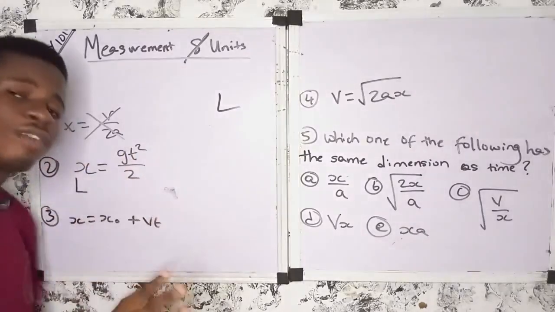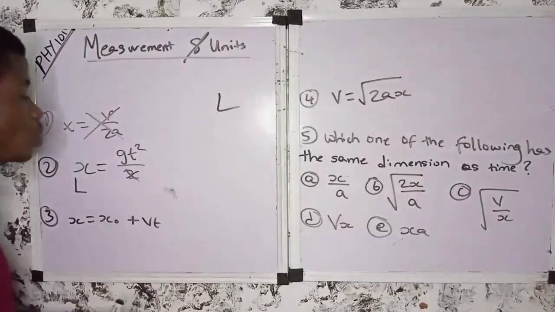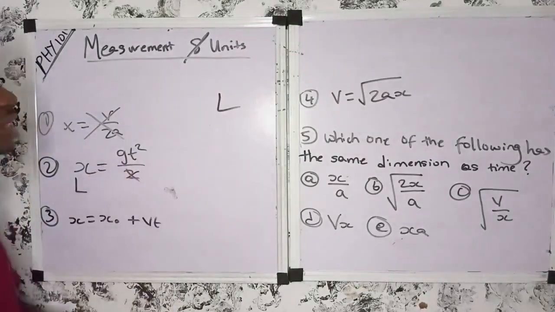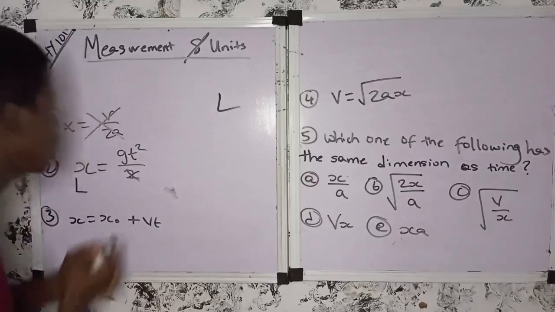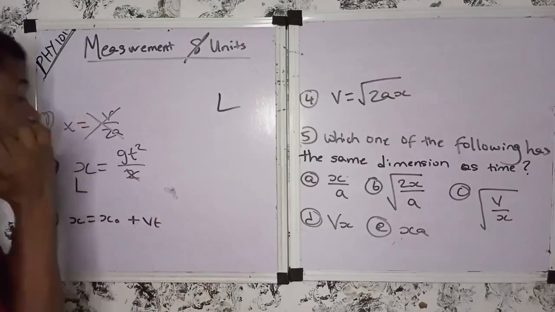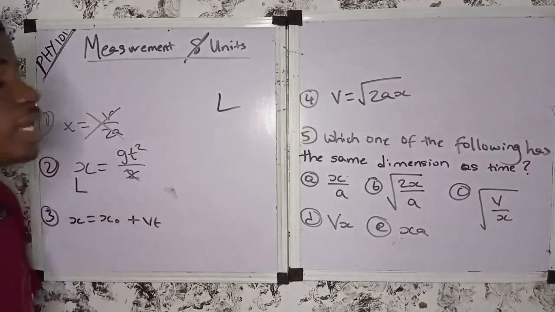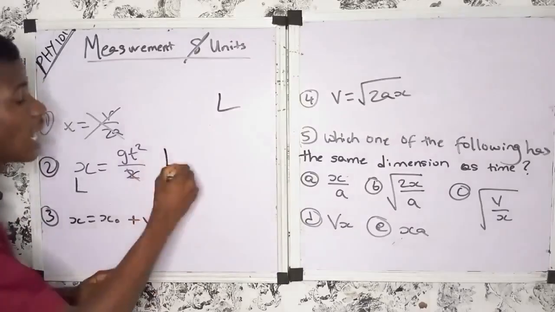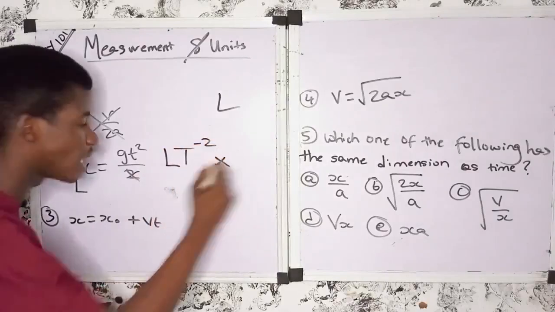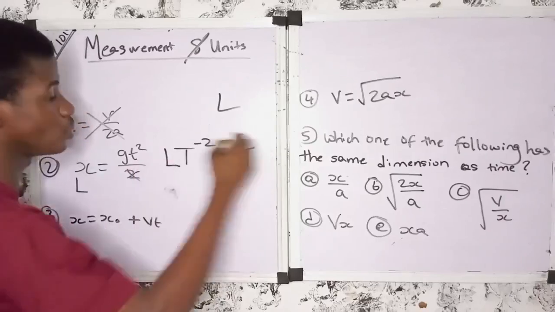Remember, values don't have dimension, so we neglect the 2. Now let's move to these two other parts, g and t squared. Remember, g is acceleration due to gravity. And what is the dimension of acceleration due to gravity? It's still the same thing as acceleration. Therefore, it has the same dimension as acceleration, which is L T raised to power minus 2. Then times the dimension of time, which is capital letter T, and we put the square.